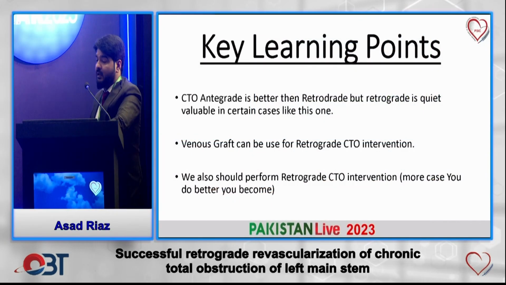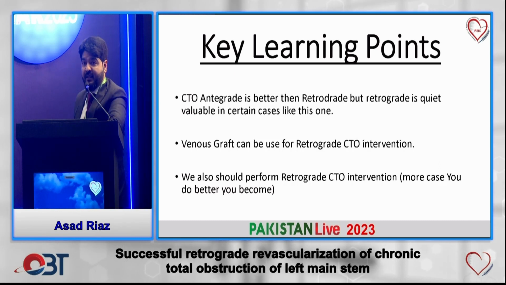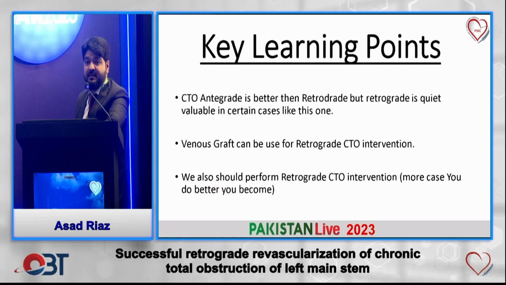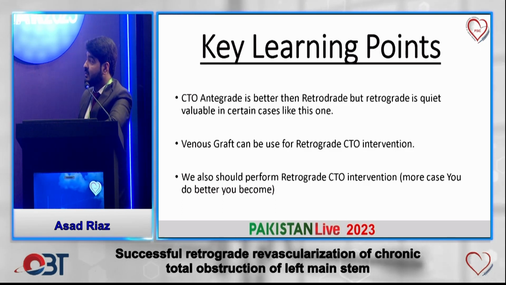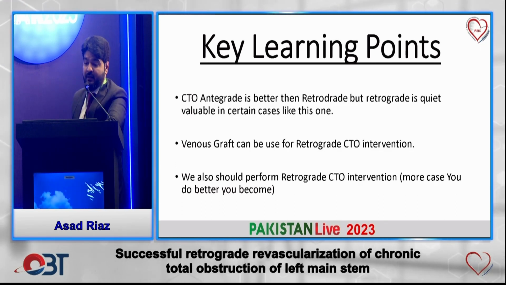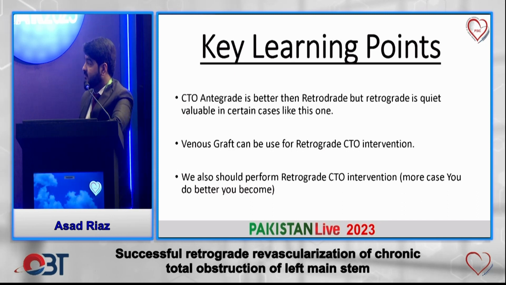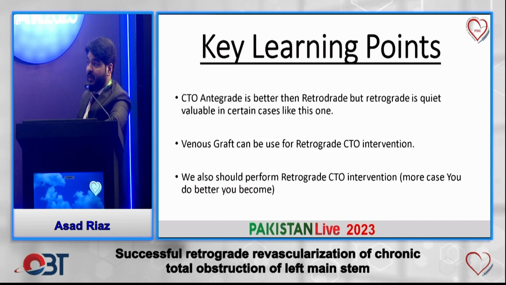Key learning points: CTO antegrade is better than retrograde, but retrograde is valuable in certain cases like this one. Venous graft can be used for retrograde CTO intervention. We also should perform retrograde CTO interventions. The more cases you do, the better you become.